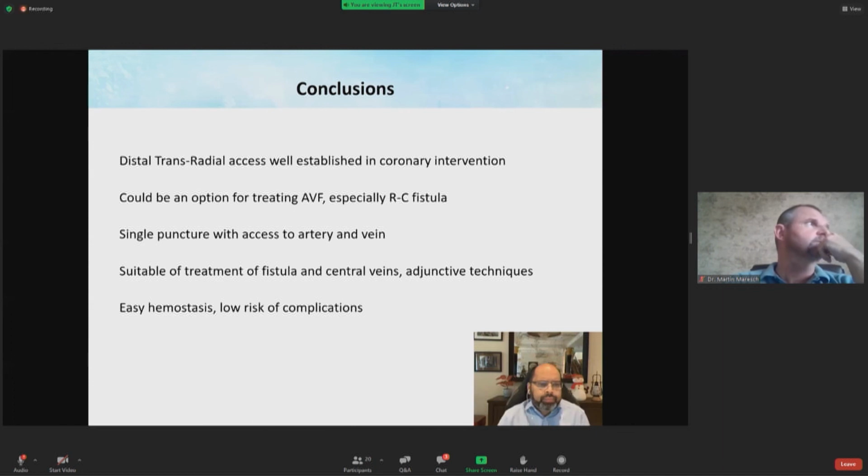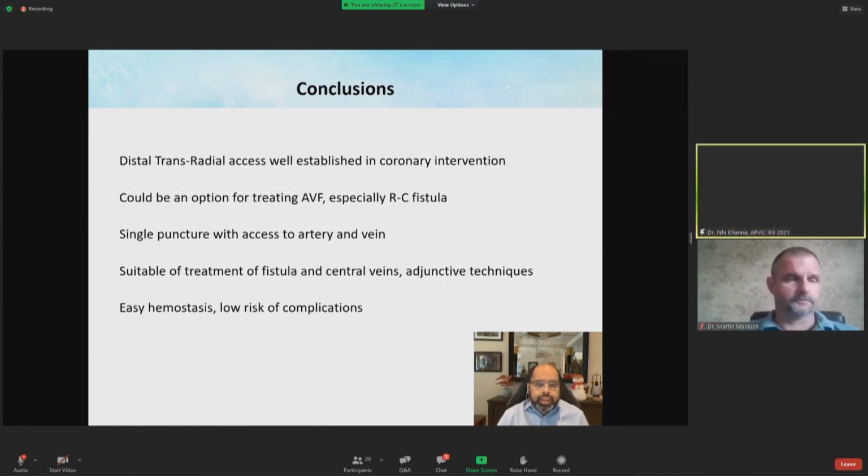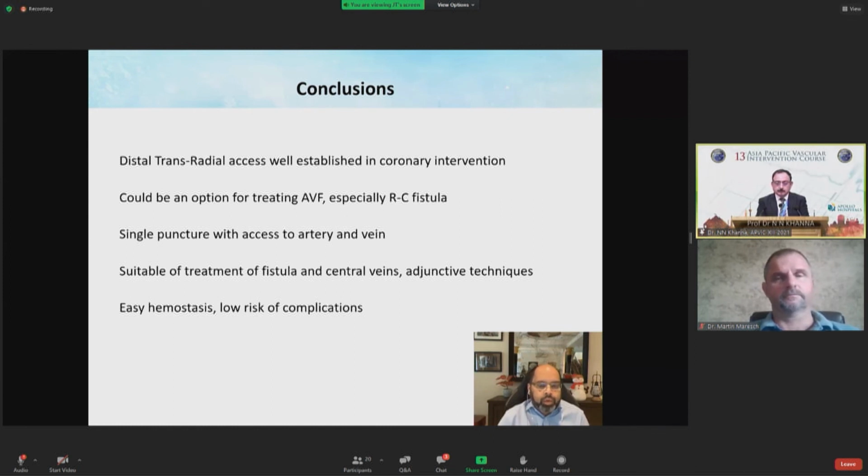So to conclude, distal transradial access is well established now in coronary intervention, and it could be an option for treating AV fistulas, especially radiocephalic fistula. A single puncture could give access to the artery and the vein. It is suitable for treatment of fistula and central veins, including adjunctive techniques, as long as they all fit into a 6 French sheath. Hemostasis is easy, and there is a low risk of complications.